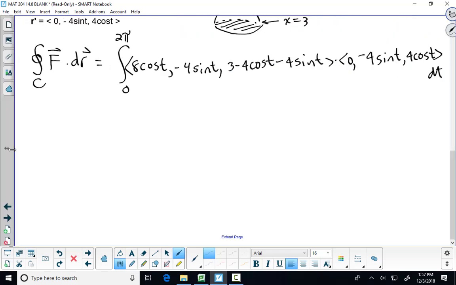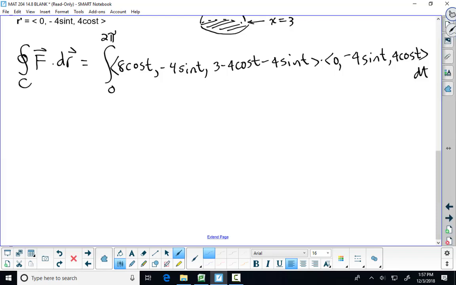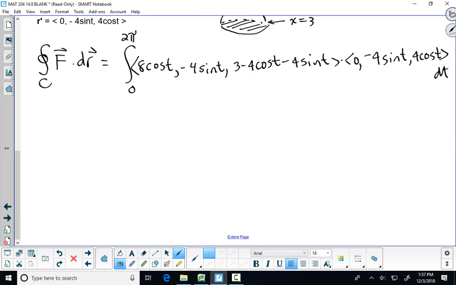So when we dot this stuff together, when we dot that all together, we end up with hopefully something simplified. Certainly 0. So then we have positive 16 sine squared. And then for the last component, it looks like we have 12 cosine t, and then minus 16 cosine squared of t.